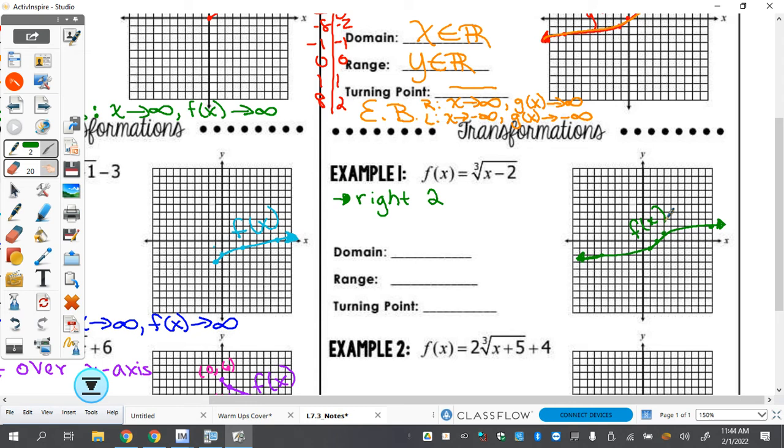So what's our domain going to be? Still x is an element of the reals. Moving that graph to the right does not change our domain whatsoever because it's still going to be everything. Range, still going to be everything. And again, we still don't have a turning point here. Our graph does not change from increasing to decreasing, which is what a turning point does.